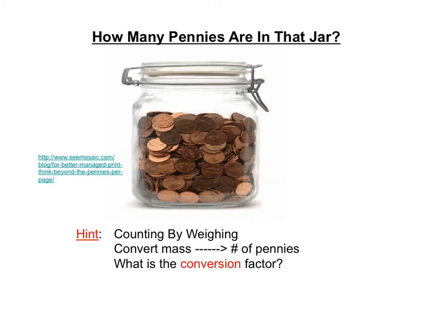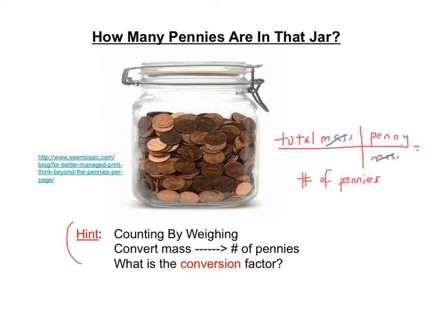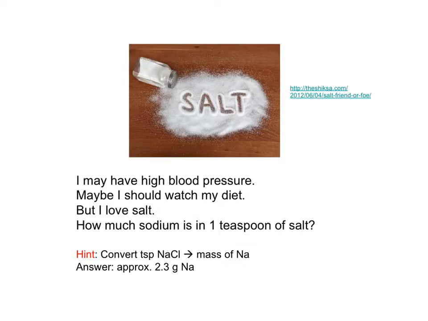When I was your age, stores used to have this game, guess how many pennies are in the jar. Stop the video and figure out how you would do that. The answer is to measure the mass of all the pennies, measure the mass of one penny, and then divide the total mass by the mass of one penny. Here is our conversion factor. This is the idea of counting by weighing.